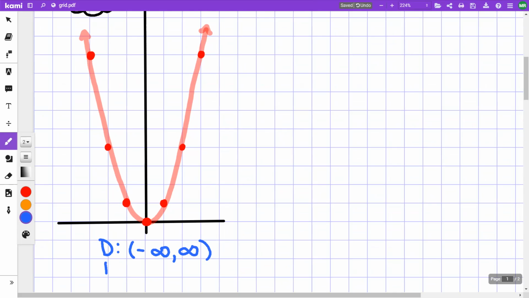And my range is going to be, close bracket because it actually touches at 0. So when I say close bracket, it's going to be square bracket to infinity. So your domain are your x's, your y's are your range. Okay.